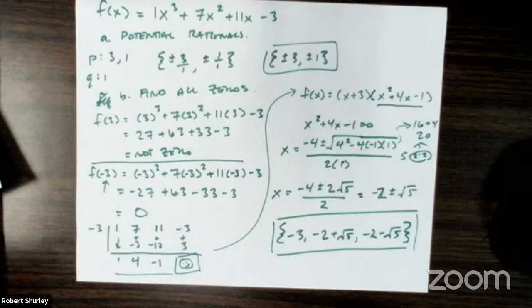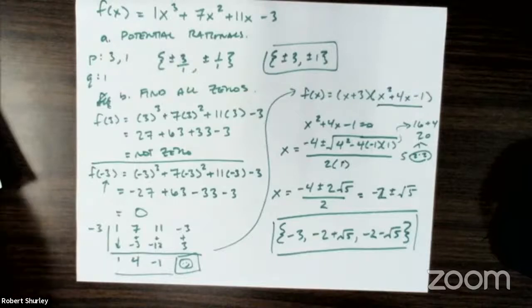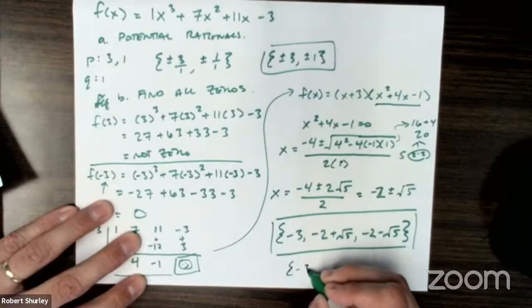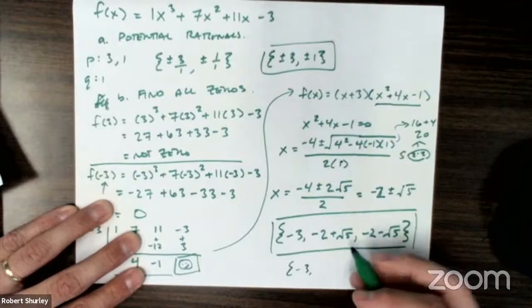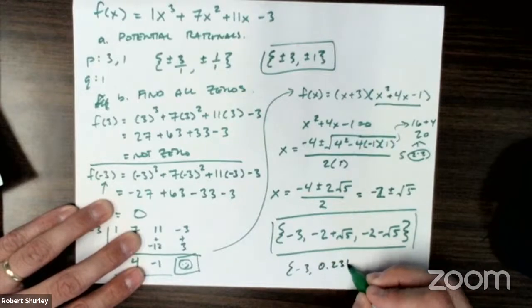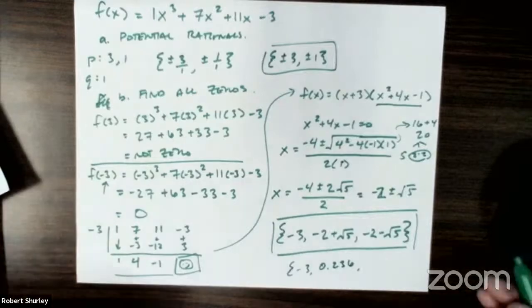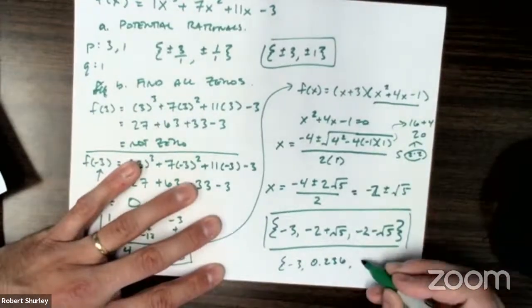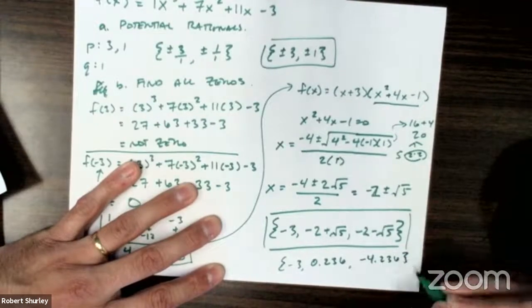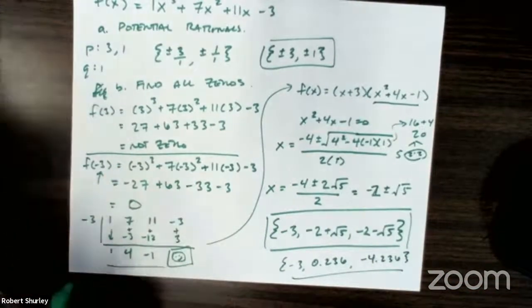Let's see here. Negative 2 plus the square root of 5. That's 2, so this is the decimal approximation. That's 0.236. Now negative 2 minus the square root of 5 would be negative 4.236. So if I was going to approximate them as decimals, that's what the zeros would be. Okay, so let's graph this.